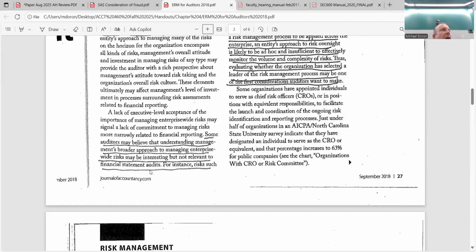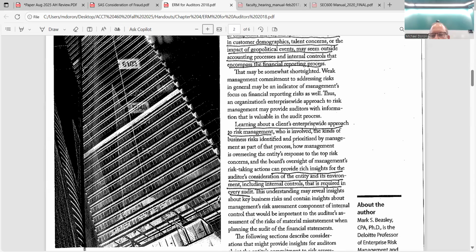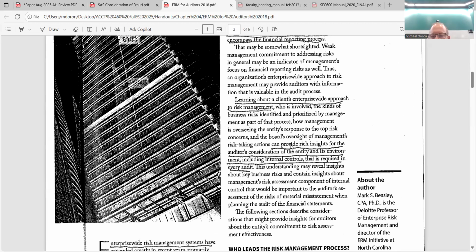That's why you need to know all about your client and the business they do. For instance, risks such as competitor moves, disruptive innovation, shifts in customer demographics, talent concerns, or the impact of geopolitical events may seem outside accounting processes and internal controls that encompass the financial reporting process. Okay, so you might think it doesn't have to do with you. But learning about a client's enterprise-wide approach to risk management can provide rich insights for the auditor's consideration of the entity and its environment, including internal controls that is required for every audit.